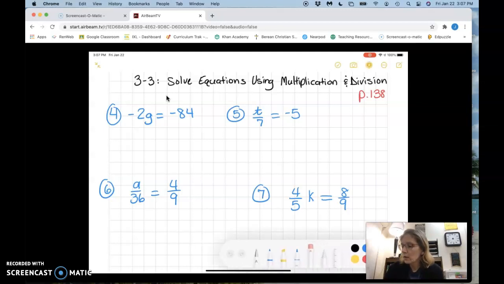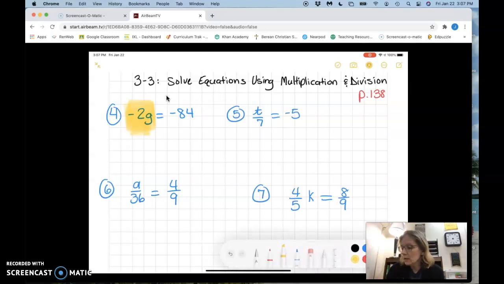We are solving equations using multiplication and division. So the same rules apply as in the last video, which I heard most of you didn't watch, so this might be new for you, but it shouldn't be. You look at what's happening to the variable and you're going to do the opposite.